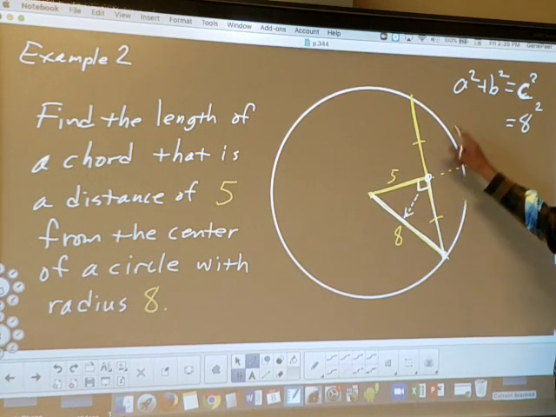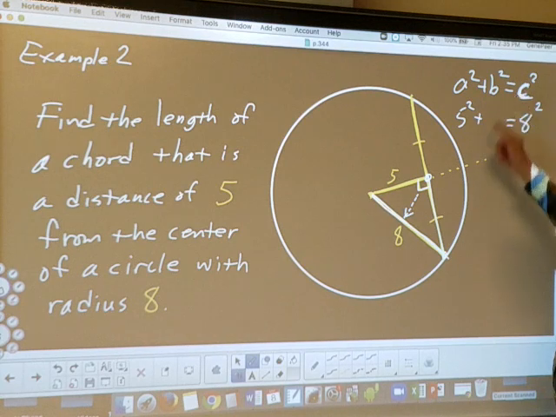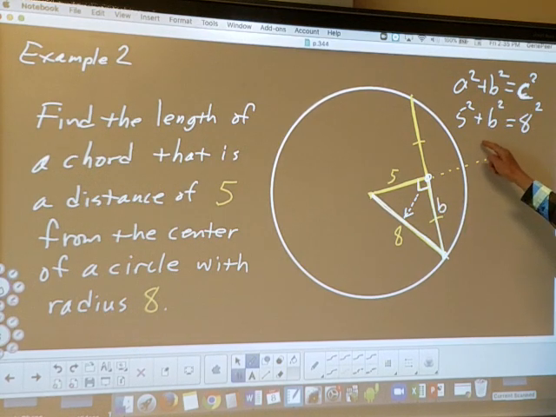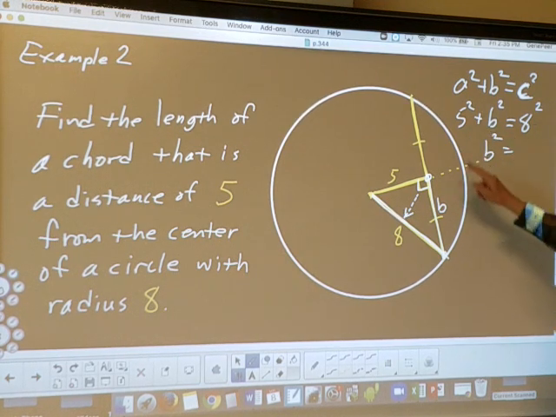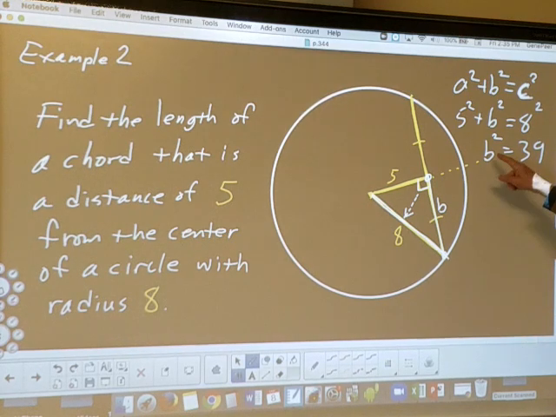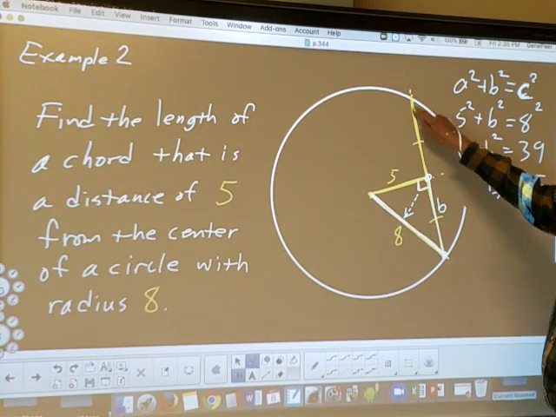Then we have 5 squared plus the unknown, let's put a b here, b squared. So that gives us now b squared equals 64 minus 25. 64 minus 25 is going to be what? 39. So if b squared is 39, then b must be the square root of 39. So if b is the square root of 39, then what's the whole thing?